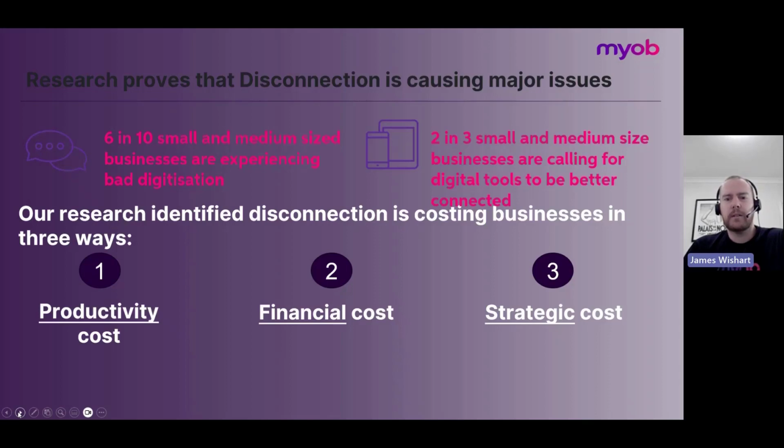If we go to the next slide, we did some research, and what we found is that bad digitization and disconnection are causing major issues for businesses. 6 in 10 are experiencing bad digitization, and 2 in 3 are calling for better connection of digital tools. But what does this really mean? One of the ways this can come about, and certainly happened a lot over the COVID acceleration of the move to software as a service in cloud, is that businesses go digital, but without an overarching strategy in place. And if that happens, then you have different business units, different people in your business that are reaching out and buying tools and software for their immediate needs without having consideration for what it means for the organization as a whole.